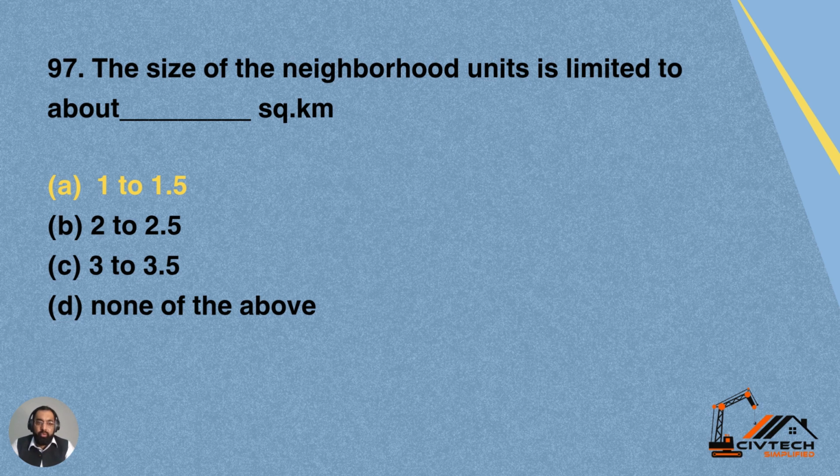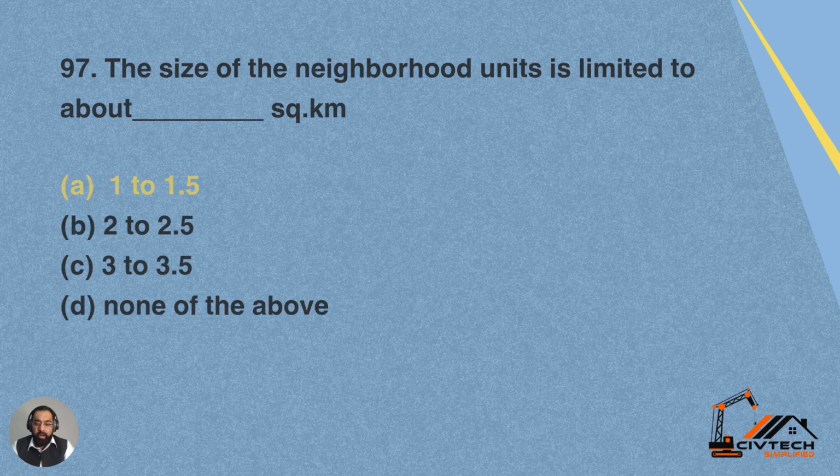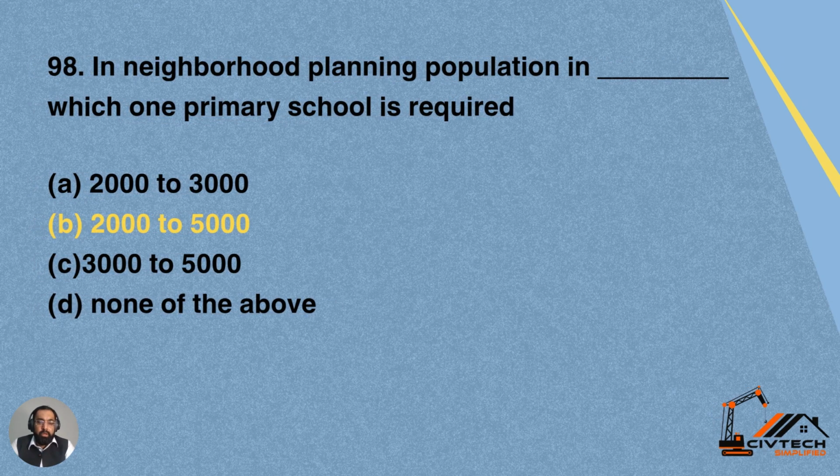97. The size of the neighborhood unit is limited to about dash square kilometer. So roughly it's 1 to 1.5 square kilometer area, which is considered to be one neighborhood. Option A was 1 to 1.5, B was 2 to 2.5, C 3 to 3.5, none of the above. So A is correct for this question. We normally consider 1 to 1.5 square kilometer area for one neighborhood.